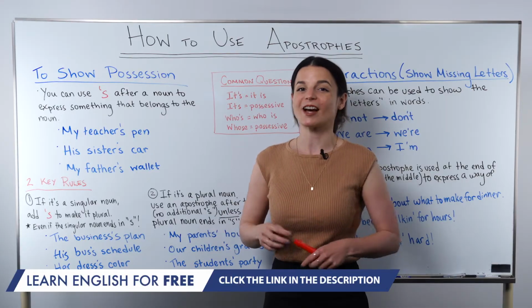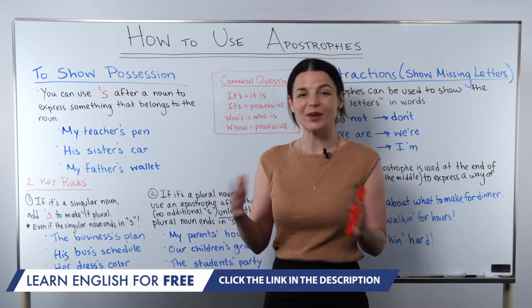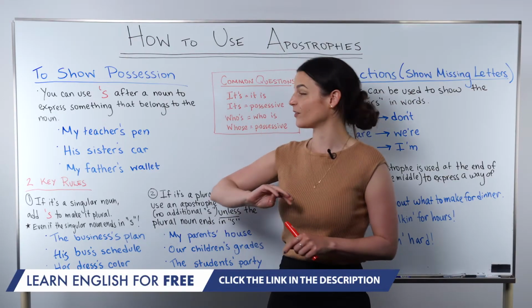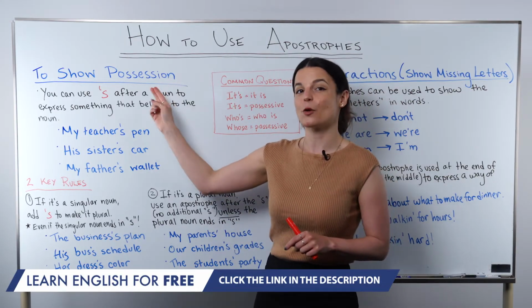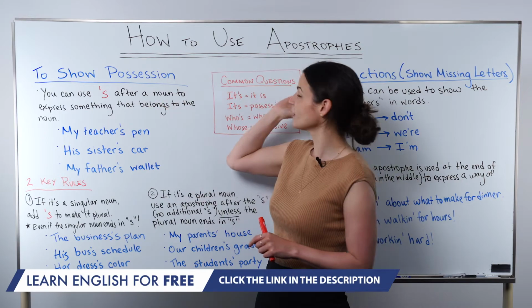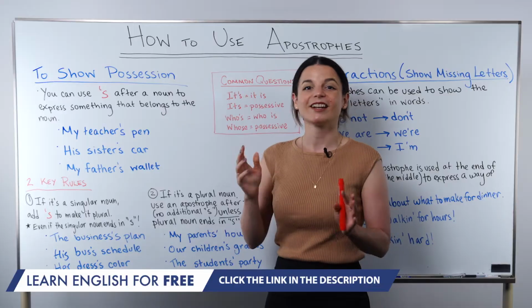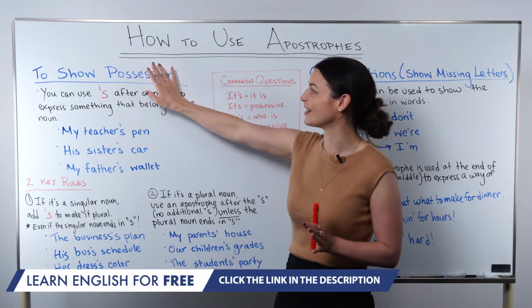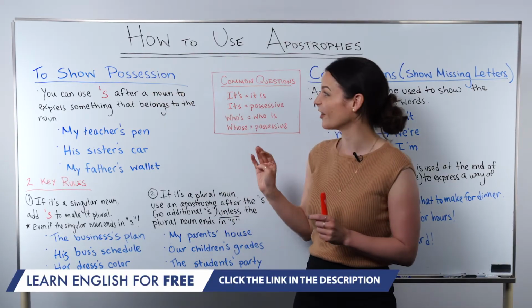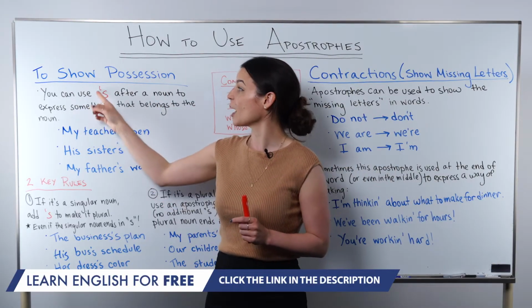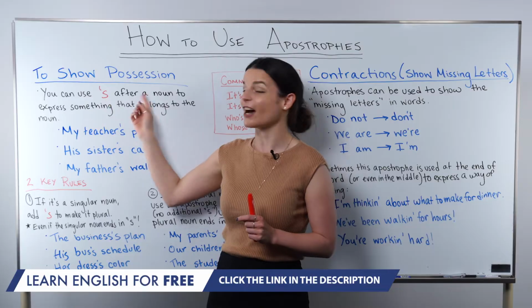The things I'm going to talk about in this lesson will cover most basic uses of the apostrophe. There are two categories of use. We're going to look at showing possession, and we're going to look at contractions to show the missing letters in words. Let's start by showing possession with apostrophes. So, to show possession with an apostrophe, you can use apostrophe s after a noun.